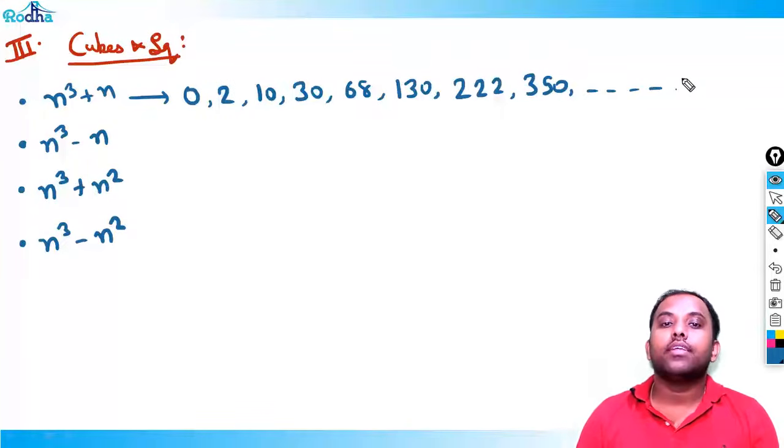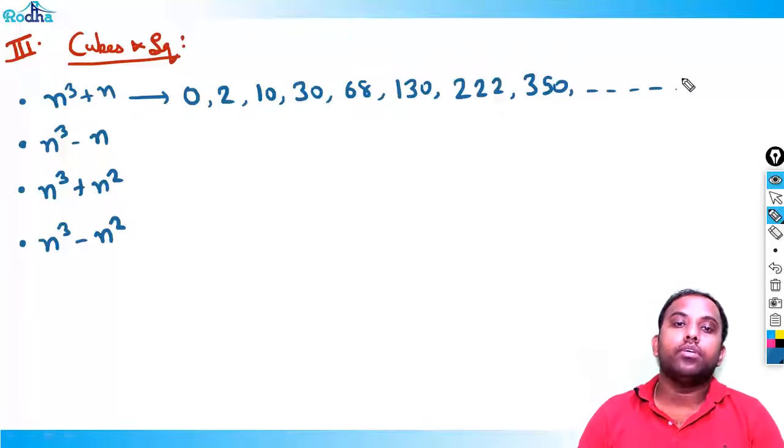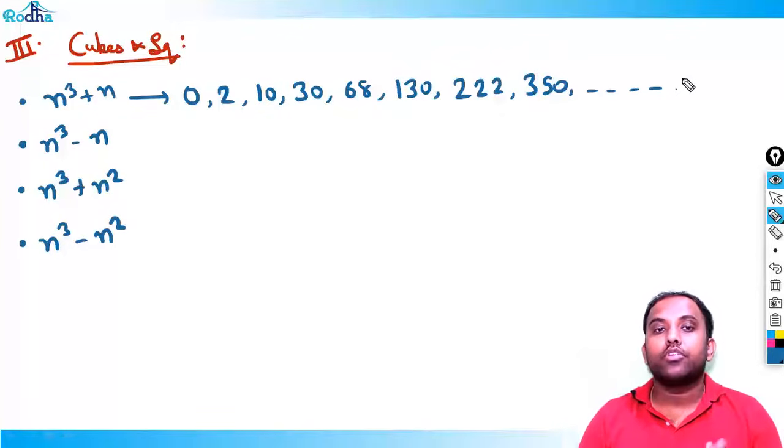So the moment you see this kind of numbers, like 2, 10, 30, 68, you should recognize that this is a number of the form n cube plus n. Very important. Then n cube minus n.